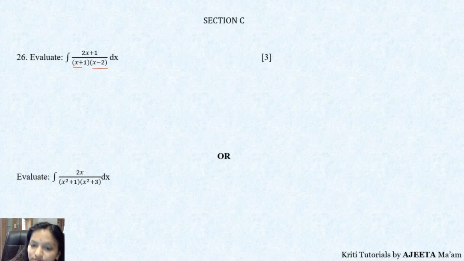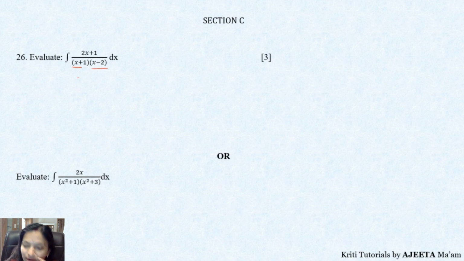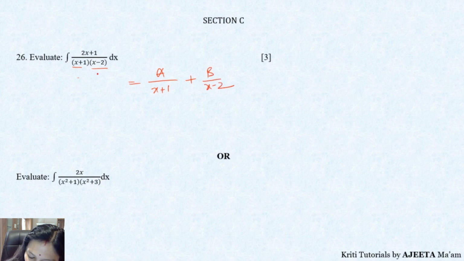Now for the partial fraction, as both the factors are linear, we can write, let's simplify it first. So we get a upon x plus 1 and b upon x minus 2, that is what we can get, correct? So now let's find the values of a and b. We have 2x plus 1 upon x plus 1 into x minus 2. So here we have a upon x plus 1 plus b upon x minus 2. This is what we can write for our given function, right? Now let's find the values for a and b.